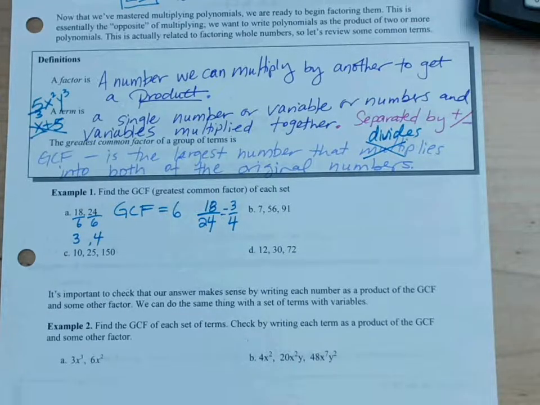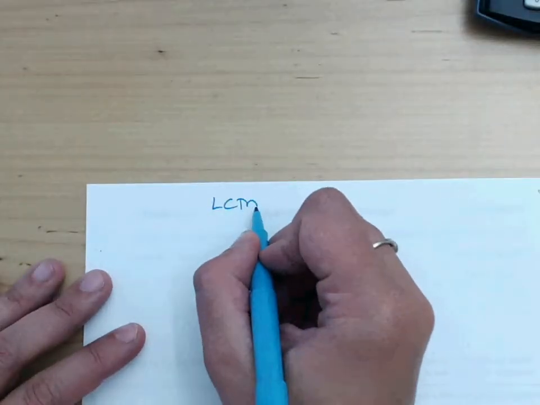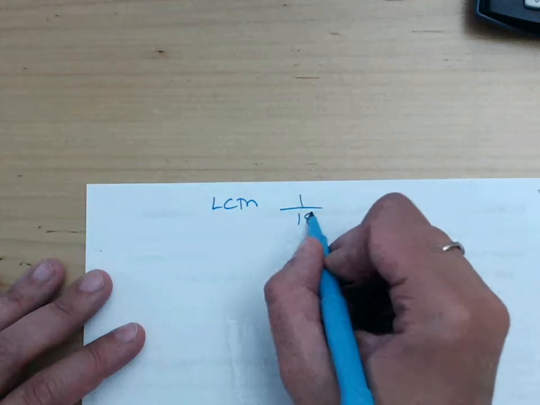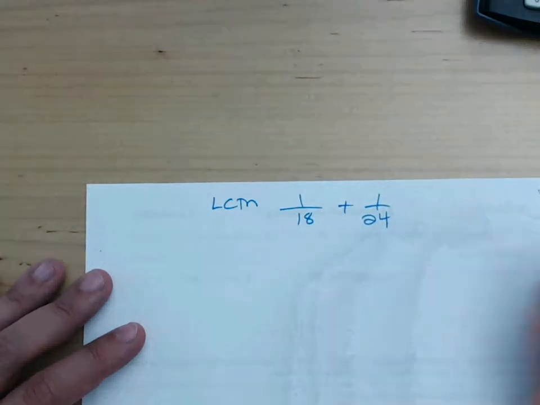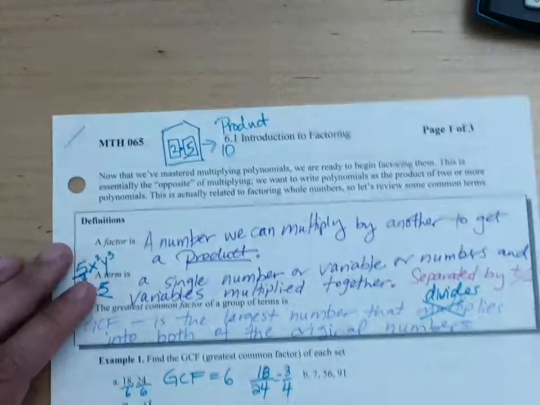Yes? 72 would be the lowest common multiple. A lot of people get that confused. So lowest common multiple or lowest common denominator. Let's say I had 1/18 plus 1/24. Then I would need to find the lowest common multiple. Okay, but the factor divides in.